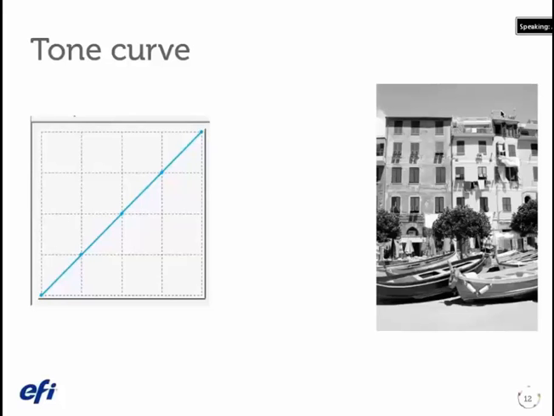The vertical axis, or the y-axis, represents the output. It's the percent dot that will print on the press. So the way the curve is set up right now, if I had a 50% input dot in the middle of the bottom axis, I'd print it at 50% because I'm halfway up the vertical axis.